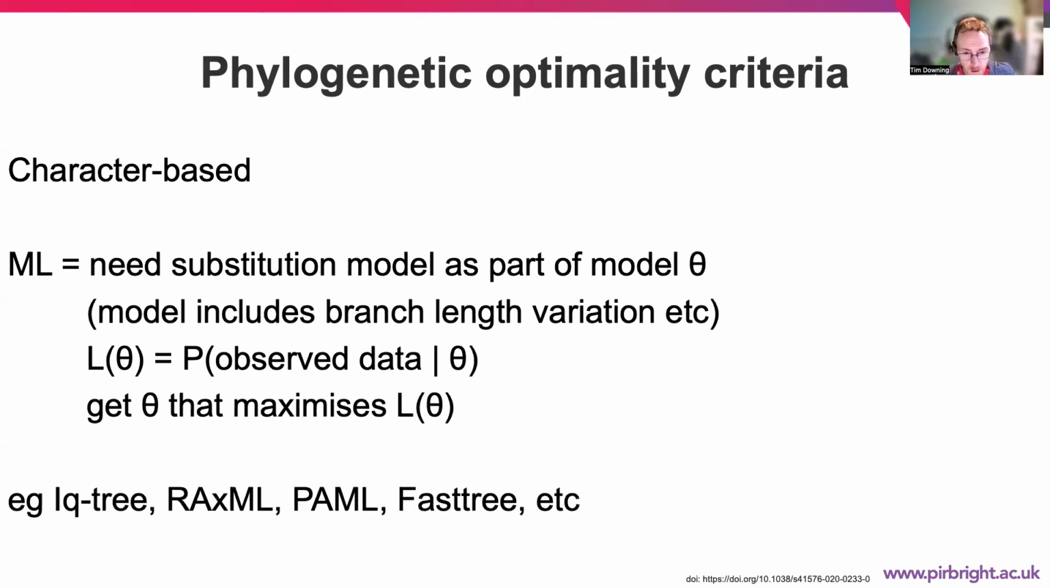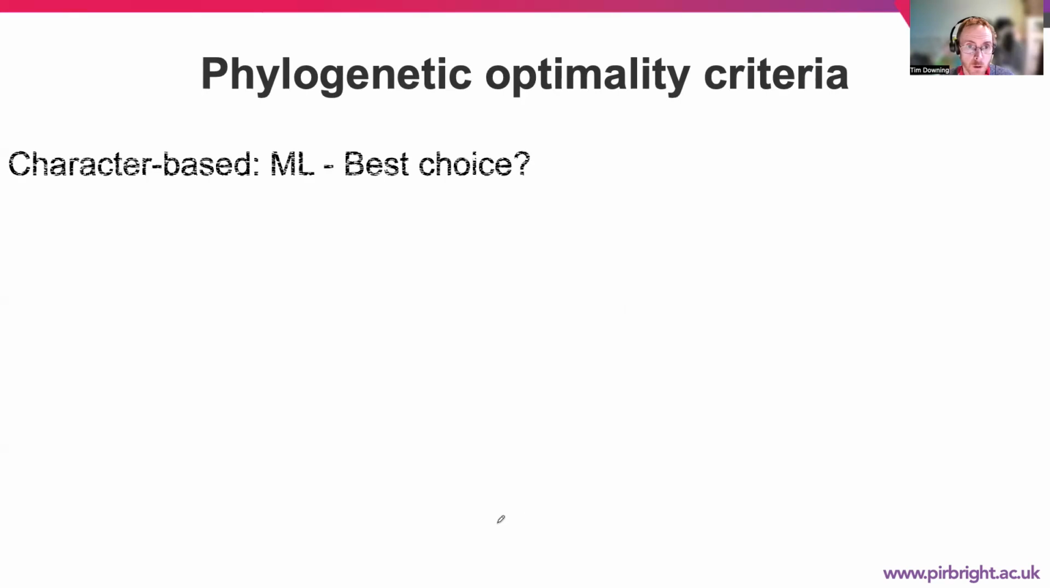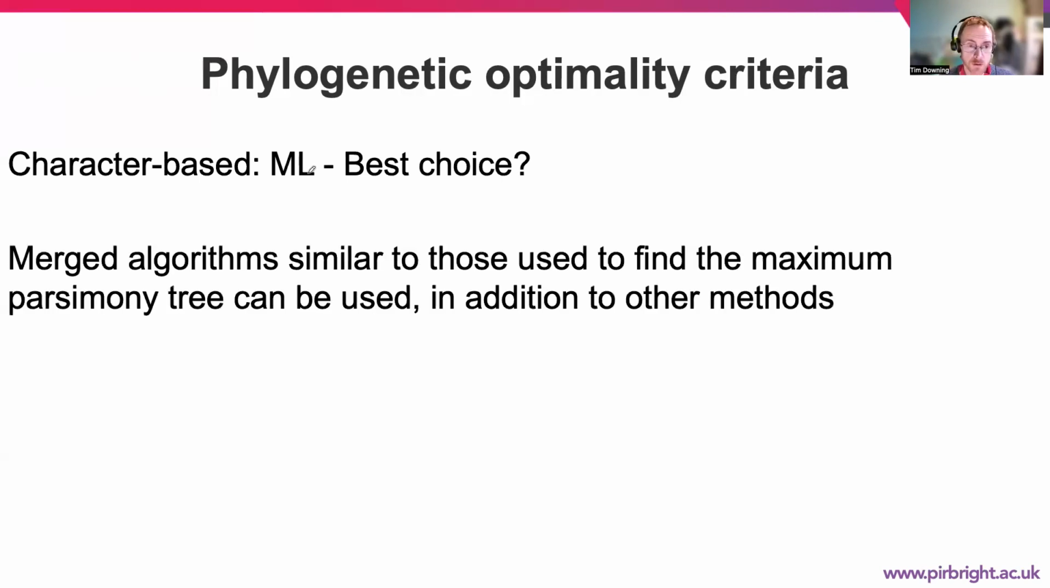Examples of methods that use that are, we'll use MaxML later. IQ-TREE, which is available in R, also does that. FastTree is also a good way of doing that if you have a very large phylogeny for which you want to estimate a tree quickly. And then PAML is an older method for doing that. So depending on the context, maximum likelihood can be the best choice, but it can take some time to execute. And then we can also tweak it to have different algorithms, similar to those used to find the maximum parsimony tree as well.